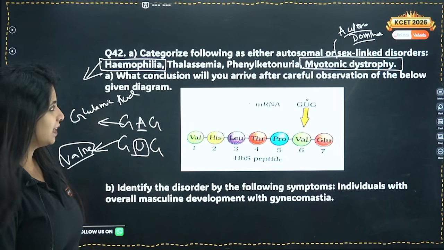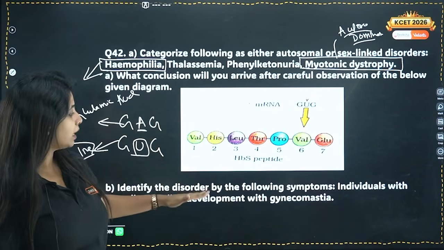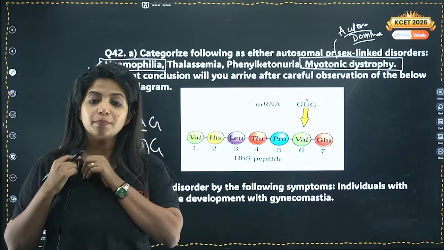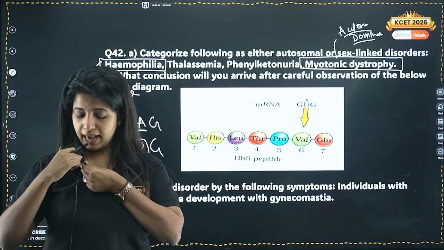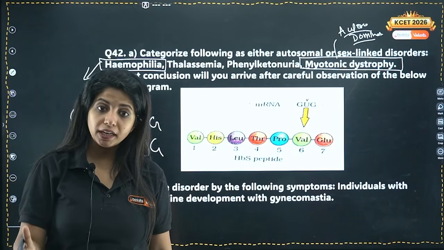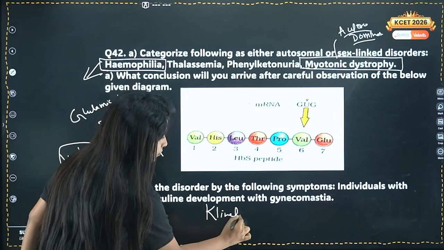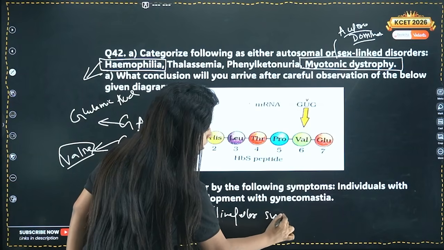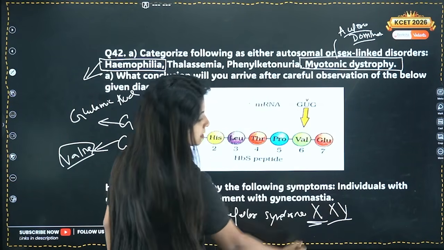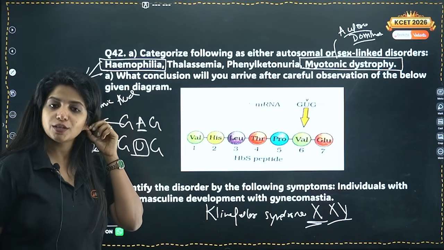Now identify the disorder by the following symptoms. Individual with overall masculine development but with gynecomastia. So if you see, my dear children, there is masculine development, but they have gynecomastia, as in breast formation. Overall masculine development with breast formation, it has to be Klinefelter's syndrome. What exactly happens over here? Instead of having just XY, you have an extra X. This is a trisomy condition. This is known as Klinefelter's syndrome.